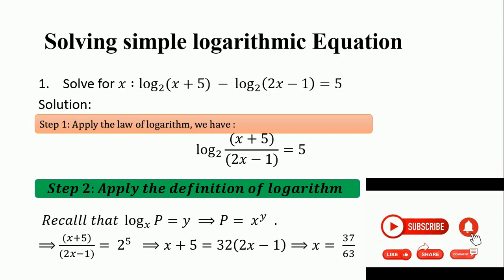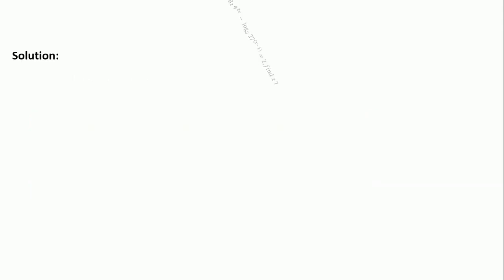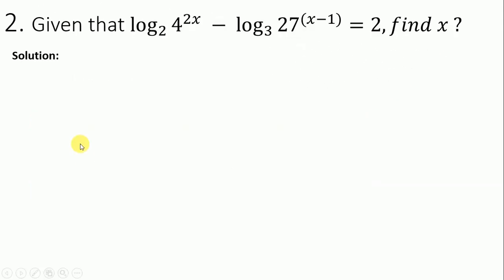Let's look at another example. In this example, given that log of 4 raised to power 2x base 2 minus log of 27 raised to power x minus 1 base 3 is equal to 2, find x. So how do you solve this?